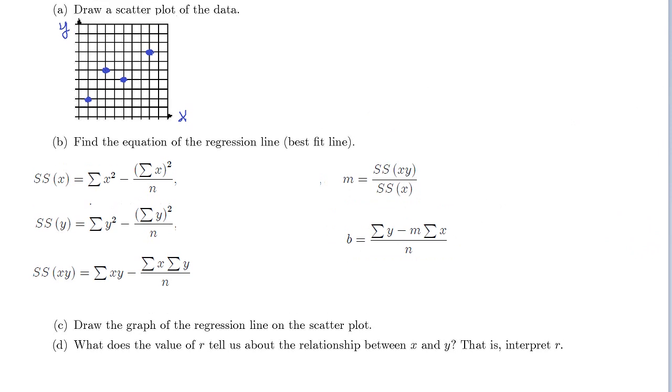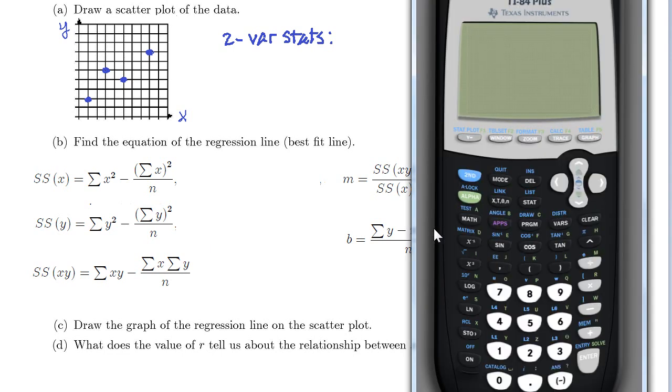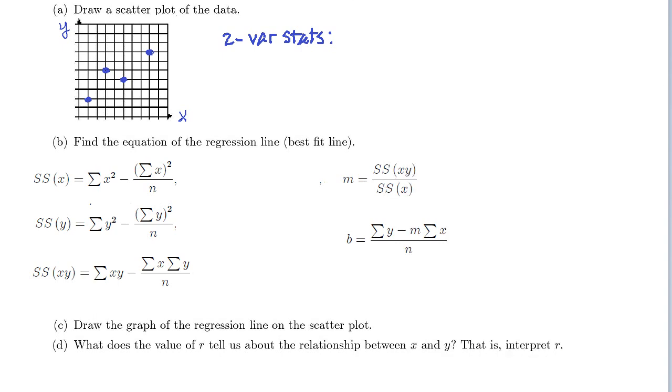So we don't need a table of values here. You can just do from 2 variable stats. So 2 variable stats. So let me remind you how to do that. So here's our TI-84. Remember, we want to go to stat and edit. If you've got numbers in your list, go ahead and do clear enter and clear them out. And then we just want to type our data in there, pressing enter as we go.